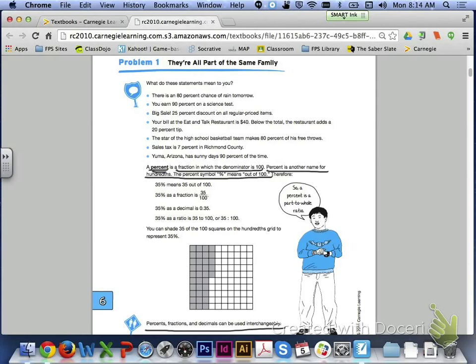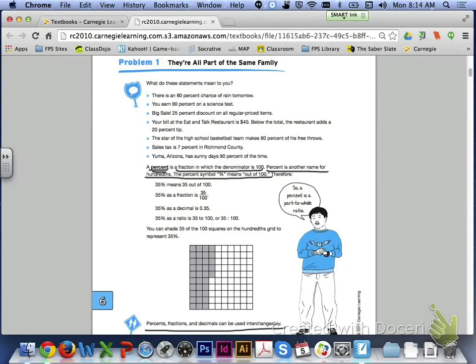A percent is a fraction in which the denominator is 100. Percent is another name for hundredths. The percent symbol means out of 100. So with that definition in mind, 35% would mean 35 out of 100. 35% as a fraction would be 35 over 100. 35% as a decimal would be 0.35, and 35% as a ratio is 35 to 100, or if we write it in colon form, 35 to 100.